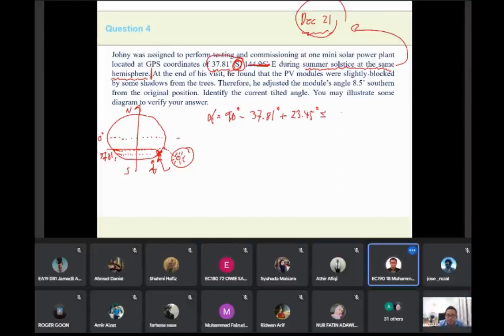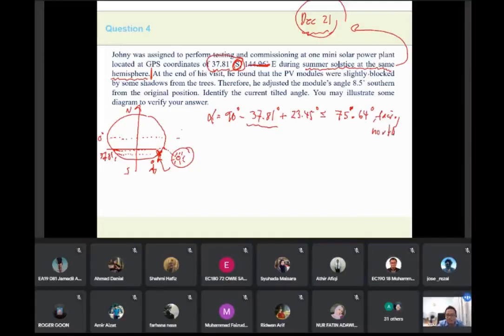75.64. Berapa minit? Again? 75.64. Serius lah. 75 point? Silap. 64. Betul? Betul. Facing to the south. Sudah. North ke? Facing to north tak?